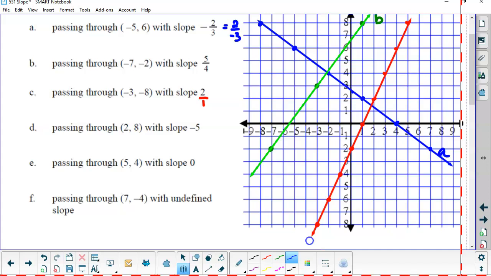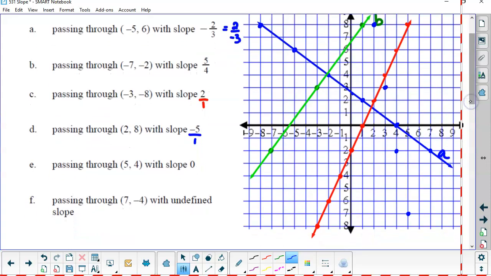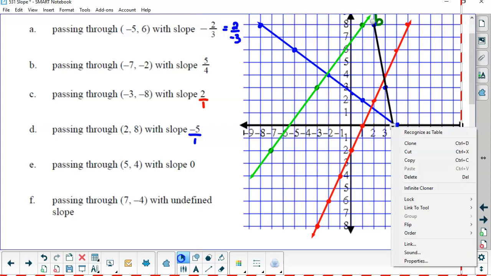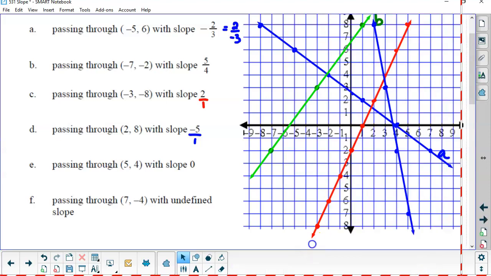2, 8. We go back up a little bit. 2, 8 is here. Slope of negative 5, again, that's negative 5 over 1. So down 5 to the right 1, down 5 to the right 1, down 5 to the right 1. I'm a little bit off there. Better. Arrows on the ends. Okay.